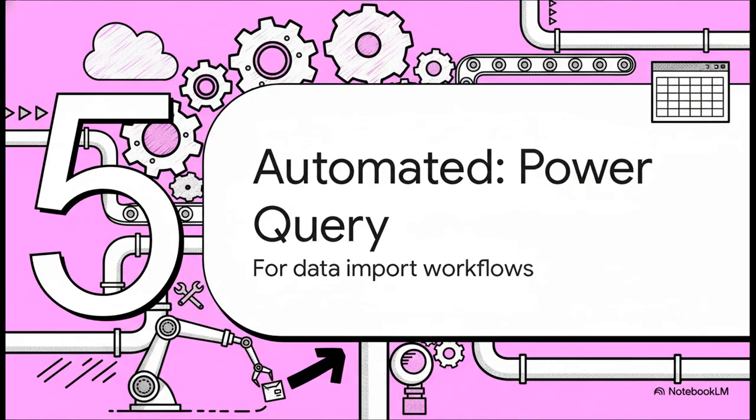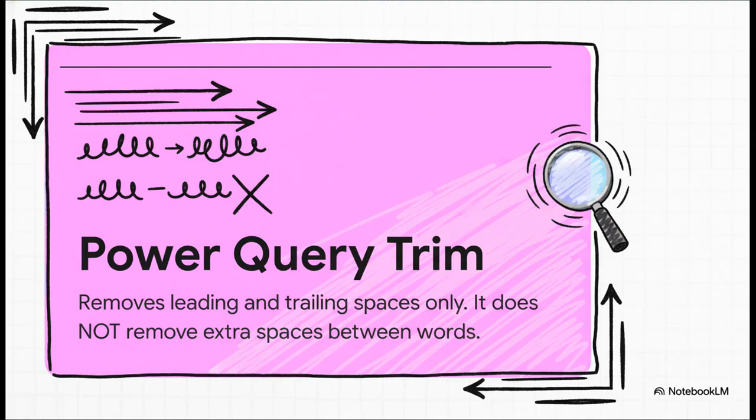All right, it's time to bring out the big guns. For our final method, we're talking about Power Query. This is the industrial strength solution. It's what you use when you want to build automated data cleaning workflows, especially for data you're pulling in from other systems. Now hang on, because this is a really important detail you have to know.